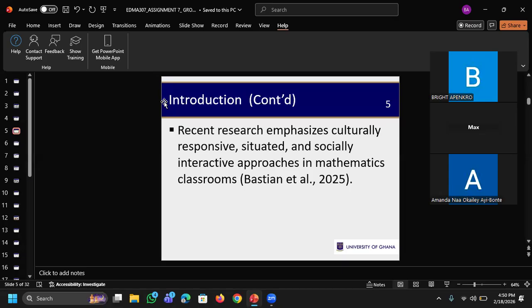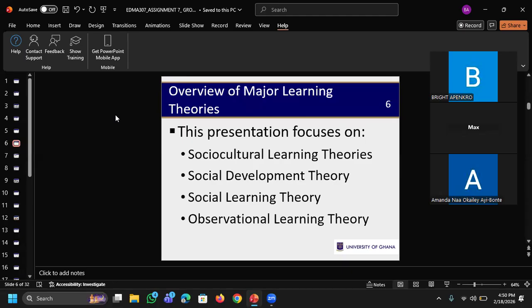There has been recent research, and this research emphasizes cultural responsiveness, situated and social interaction approaches in the mathematics classroom. This is by Bastian et al. 2025. Now we are going to look at the overview of major learning theories. We are going to look at the sociocultural learning theory, the social development theory, the social learning theory, and the observational learning theory in this presentation.